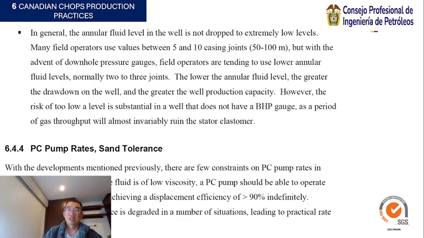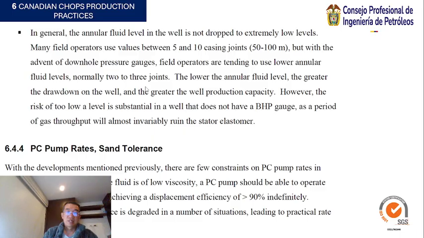The lower the annular fluid level, the greater the drawdown on the well, and the greater the well production capacity. However, the risk of too low a level in a well that does not have a BHP gauge, with the period of gas throughput, will almost invariably ruin the stator elastomer.